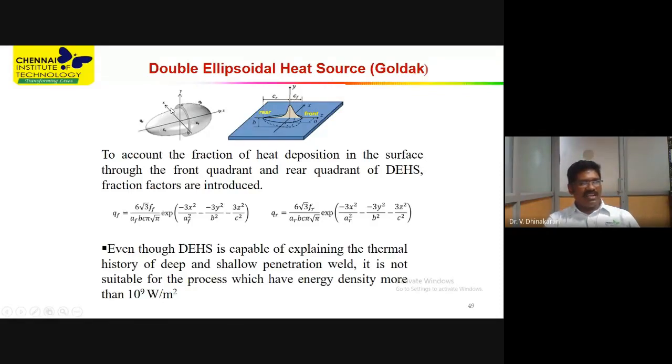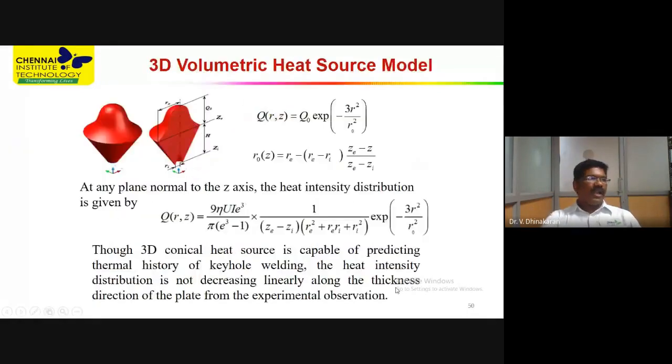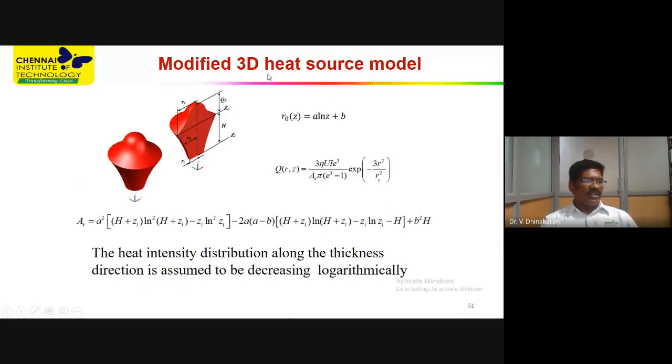The double ellipsoid heat source model is like this: the heat flows into the material in the form of two ellipsoids, and the equations are different like this. C.S. Wu, a professor in China, said that the heat flows like a cone into the material. Another person modified the heat source model and said it will not go like a cone but like a truncated cone in the material.